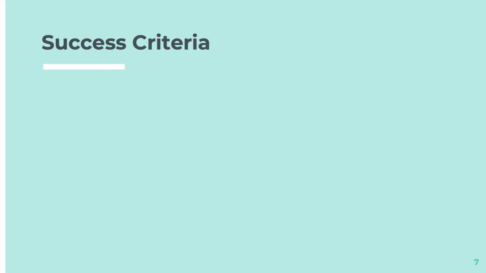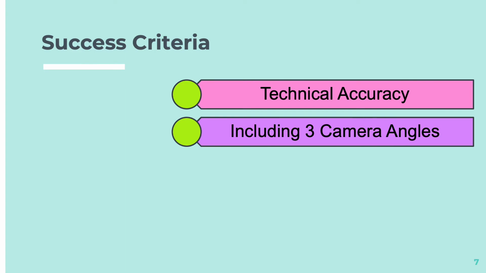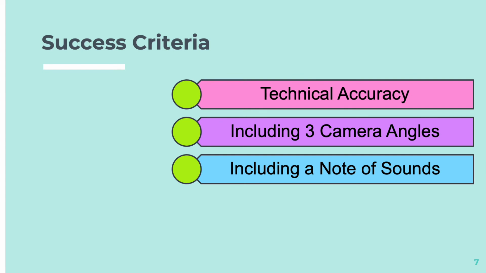Okay, and here is your success criteria. So first of all, technical accuracy. I want you to make sure that even though you're typing your adverts, that you still use full stops and capital letters at all times. Make sure that you include 3 camera angles that you would like to use in your storyboard. Make sure that you include a note of the different sounds that you're going to be hearing. So for example, is there going to be any voiceover? Are you going to be hearing any diegetic sounds in your advert? Make sure you include a note of these.